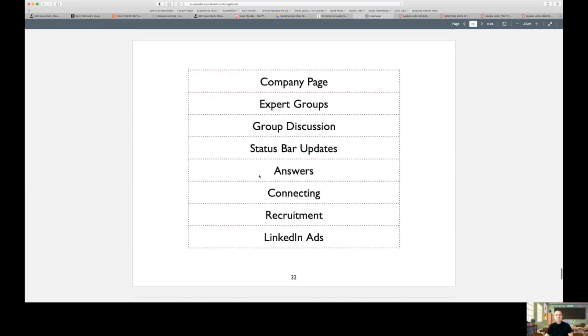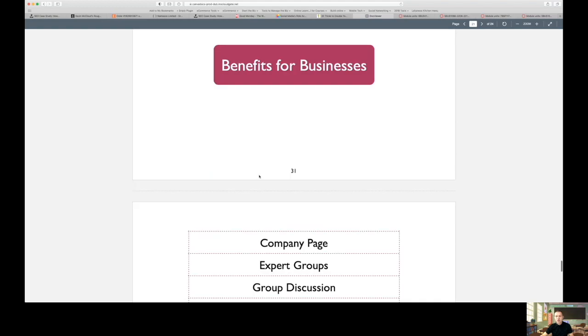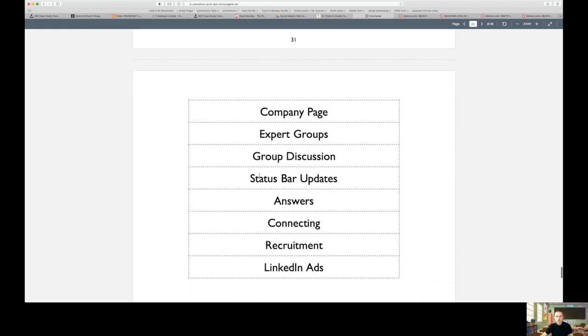What are the benefits for business? Company page, expert groups, in fact, group discussions as far as it's concerned, status updates, answers, connecting, recruitment, and of course, LinkedIn ads. This is more in relation to what LinkedIn offers to businesses. Of course, there are similar things to what Pinterest offers, but this is more focused on the actual features that LinkedIn provides to the world of business. And that can be the company page, which I'm sure you have visited many of, expert group discussions, status updates, answers, connecting, recruitment, LinkedIn ads, and so on and so forth.